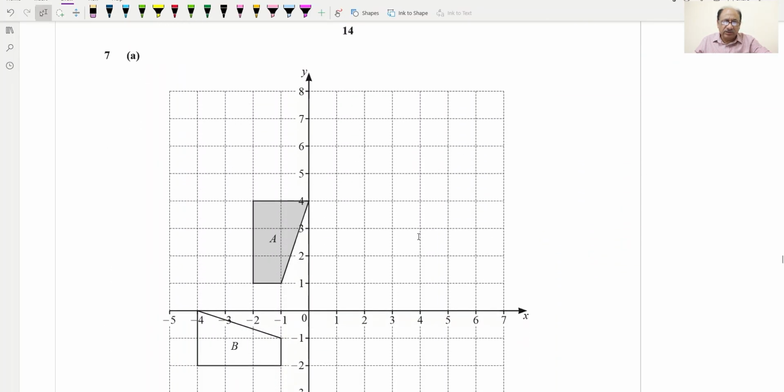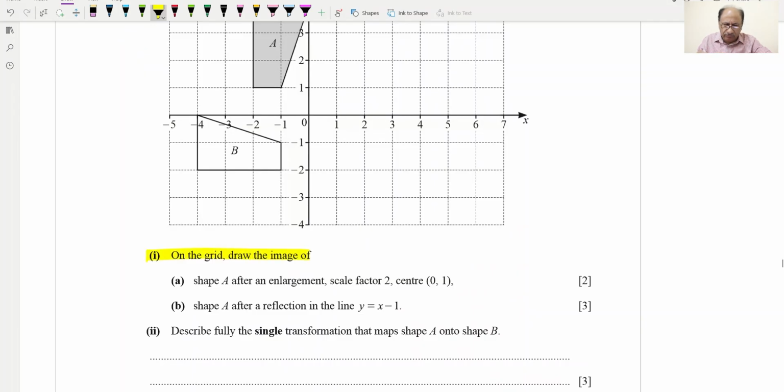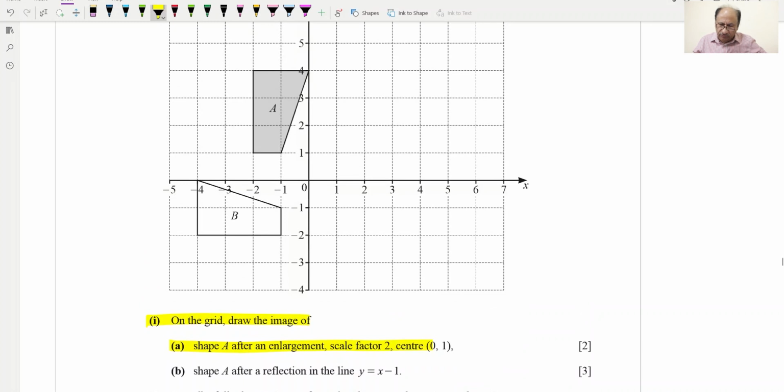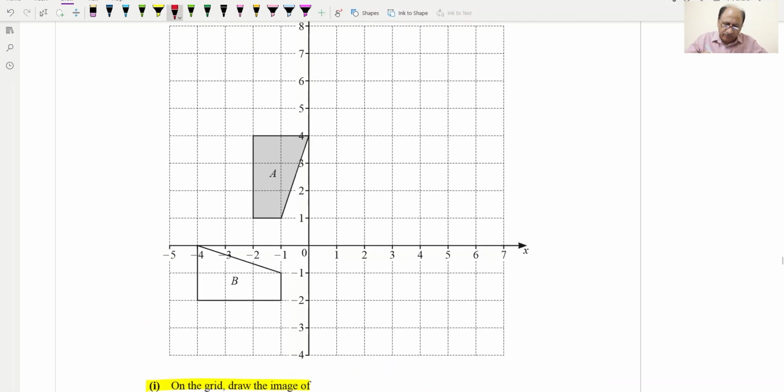So question 7a, a grid is provided. They are saying on the grid, draw the image of shape A after enlargement scale factor 2. Center of enlargement is (0, 1). So (0, 1) will be the center of enlargement. We can indicate (0, 1) here, and we have to enlarge this A. We will draw one line to the vertex, and the second line will be the y-axis, which we draw like this. And now the third line we can draw passing accurately through this vertex.